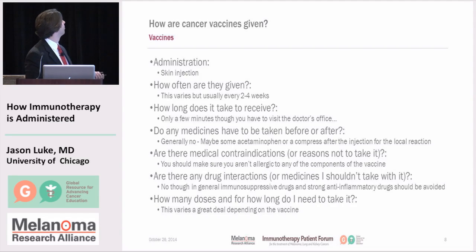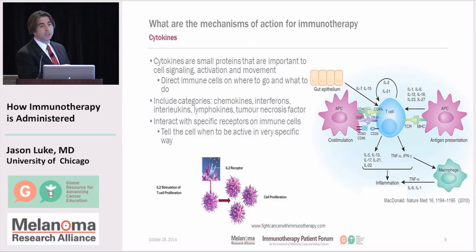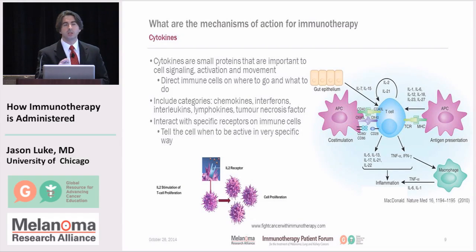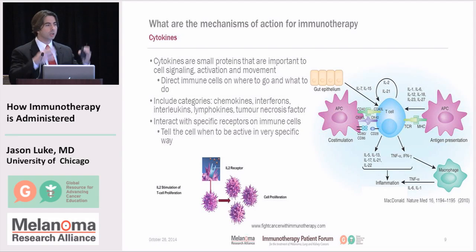So the next form of immunotherapy we're going to discuss are cytokines, and I think for patients this might be the form of immunotherapy that's sort of the least practical in understanding. Cytokines are very small proteins that are important to the signaling, or in other words, the immune cells talking to each other, getting activated, and moving around in your body. They have multiple categories, and again, this is for your knowledge base. You don't have to memorize all this, but they can be called chemokines or interferons, interleukins, lymphokines, or tumor necrosis factor.